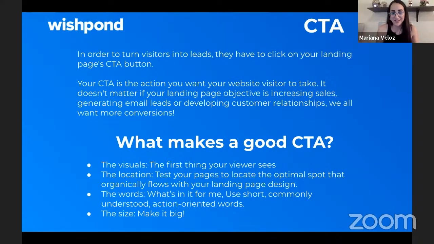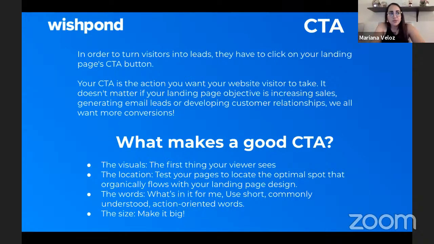What makes a good CTA? The visuals are the first one. You have to put your CTA in the place where your viewer sees it the first moment they land on your landing page. The second one, also related to the visuals, is the location. You can test your pages to find the optimal spot that flows organically in your landing page design, and you can add your CTA button there.